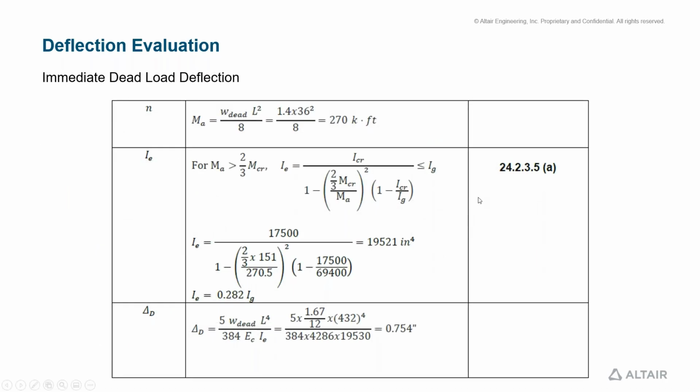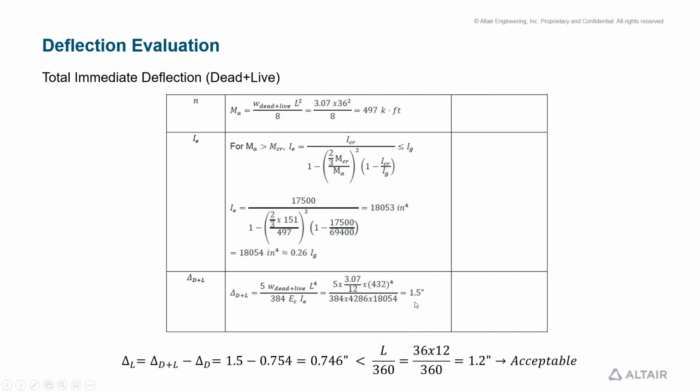And this information will help us determine the immediate dead load deflection, which equals 0.754 inches. We can also look at the total immediate deflection, which is dead and live. So it equals 1.5 inches, and the immediate live load deflection will equal 0.746 inches. So you can see here that that's basically just the difference between the dead and live minus the dead loads deflection. So 0.746 inches, which is less than our deflection limit.